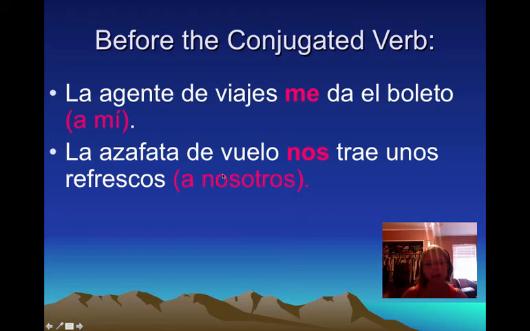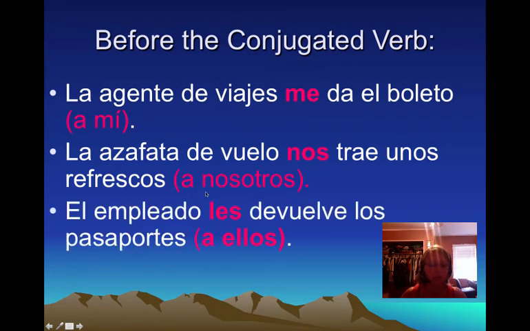La azafata de vuelo nos trae unos refrescos. The original sentence was La azafata de vuelo trae unos refrescos a nosotros. There's that clue right there that this is our indirect object. El empleado les devuelve los pasaportes. The original sentence said, El empleado devuelve los pasaportes a ellos. But you notice in our new sentence we have les here.